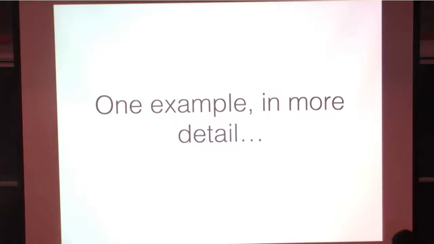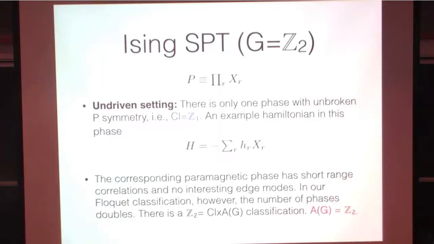Okay, so now I'll do one example to death. It's, I think, an example which is relevant to experiment. I think there was just a paper a couple of weeks ago by the Harvard, Berkeley group on this one, and a realization of it in Rydberg systems. So let's just consider the simplest possible non-trivial group, C2. So Ising symmetry.